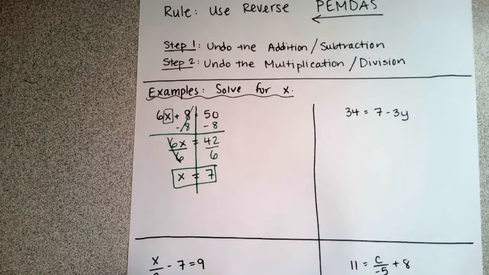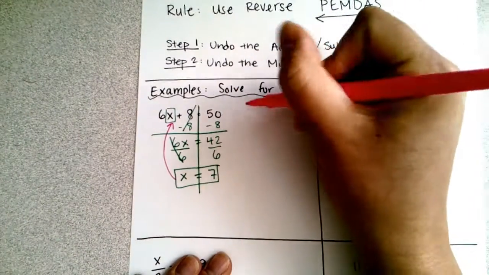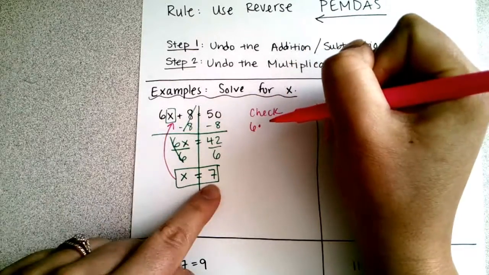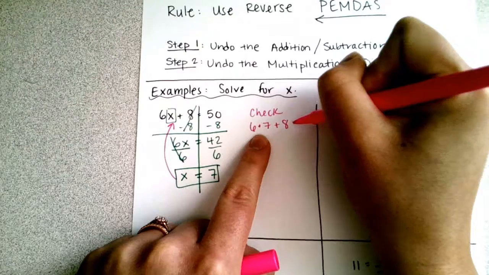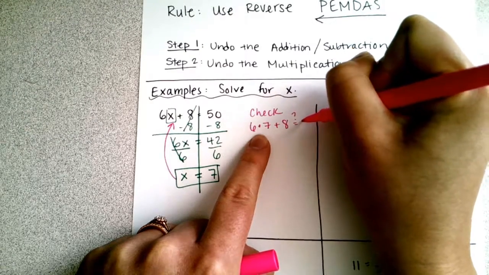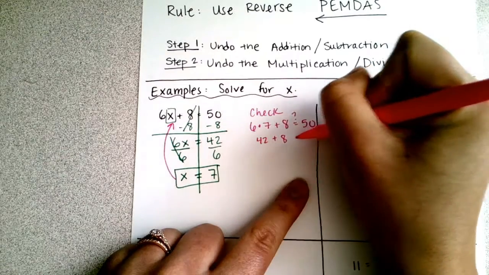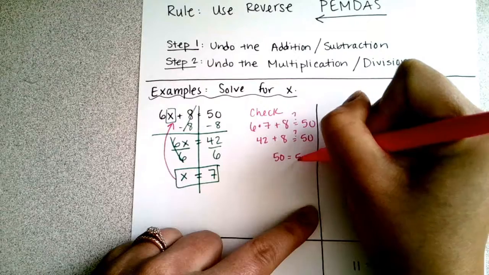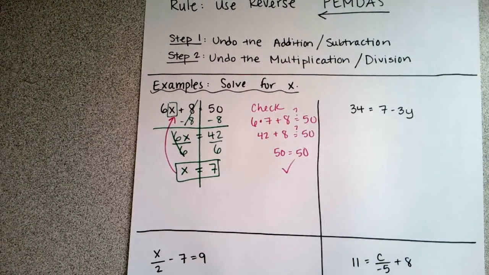And then when we're solving these equations, we can always check our work by plugging this into our original equation and seeing if we have something true. So to check our work, you would do 6 times, we got 7 for x, plus 8. And does that equal 50? Well, 6 times 7 is 42. Does that equal 50? 42 plus 8? Yep, 50 equals 50. That's correct. Okay, so that's the process for solving two-step equations.